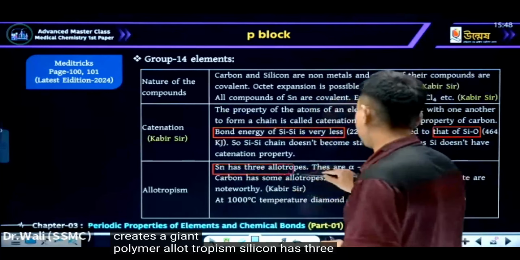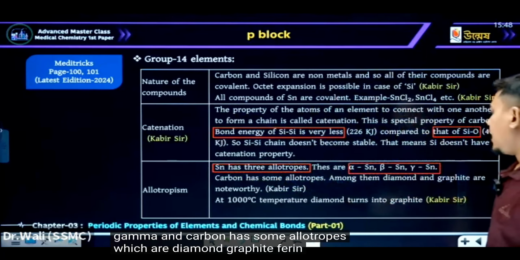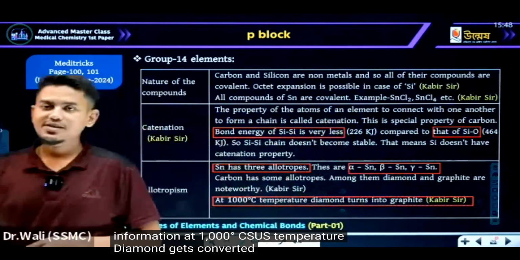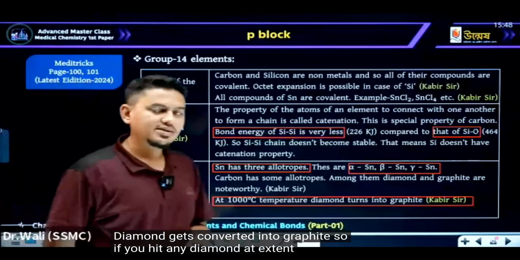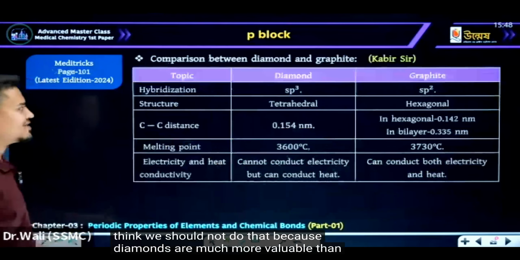Allotropism. Silicon has 3 allotropes: alpha, beta, and gamma. And carbon has allotropes which are diamond, graphite, fullerenes. At 1000 degrees Celsius, this is very crucial information, diamond gets converted into graphite. So if you heat any diamond to that extent, it can easily be converted into graphite. I think we should not do that because diamonds are much more valuable than graphite.